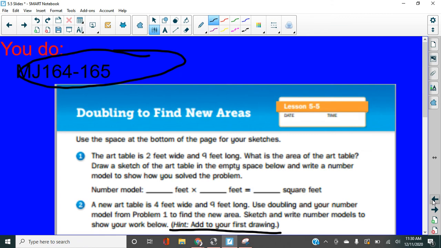So you can always go back and watch parts of the video if you get stuck. All right, 3rd graders, if you have any questions about area or doubling or what that means, please reach out and let me know. Pages 162 and 164 and 165 today. Good luck.